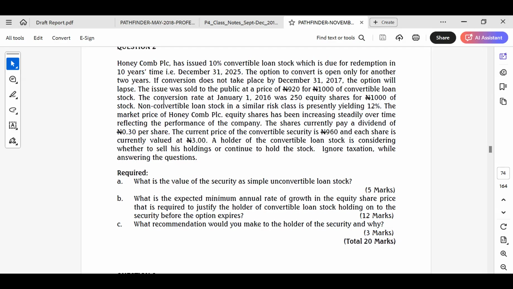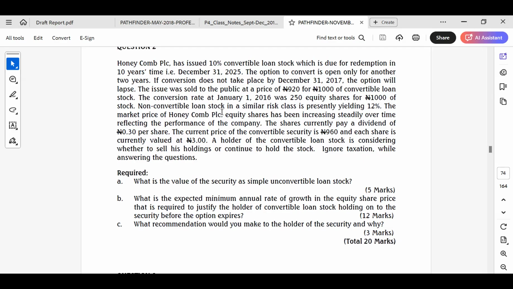What they are trying to say there is that non-convertible loan stock and convertible loan stock are in a similar risk class. The implication of that is that anything that belongs to convertible loan stock, you can use it for non-convertible loan stock. Anything that belongs to non-convertible loan stock, you can use it for convertible loan stock. Please, I want you to watch this phrase very well, or this statement. Examiners use it sometimes. They will say this and this and this are in a similar risk class.